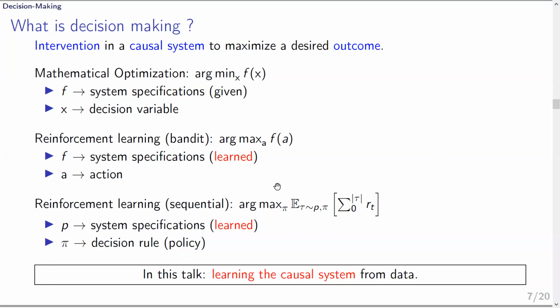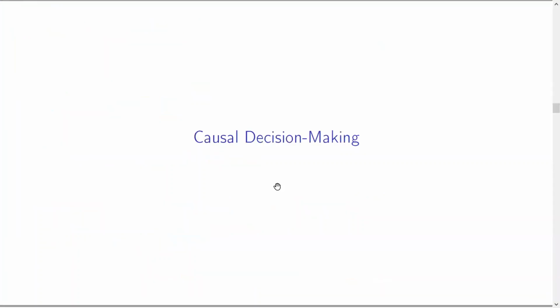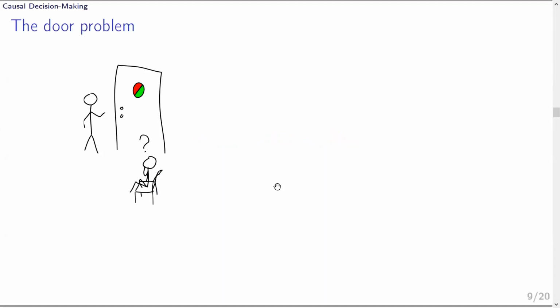And in this talk, I will focus on how you can learn the causal system from the data. So I won't talk about how you solve this minimization problem. This is what you guys are interested in and doing, but I will talk about a different problem. What if you don't know the system, you have to learn it from data. How do you do that? And so I call that causal decision making, or in the paper we call that causal reinforcement learning. But to me, it's really the same idea.